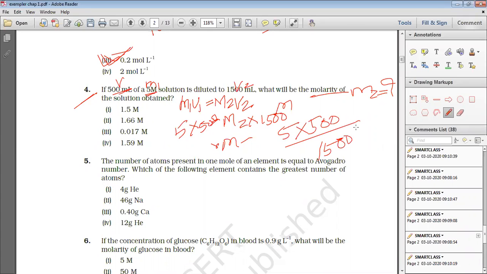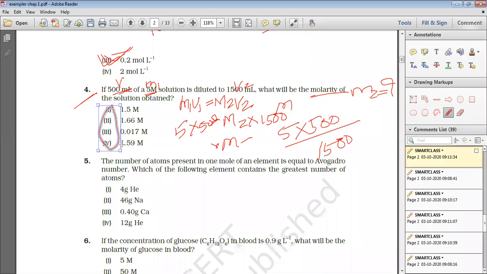So now can you tell me what could be the answer? Out of these 4, can you tell me what is it? 1.66. Sure, 1.66? Yes, sir. 1.66. Good, good, my dear students. Yes, this is what it is going to be the answer.